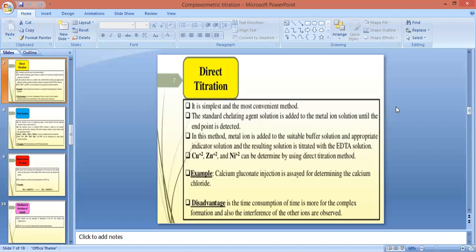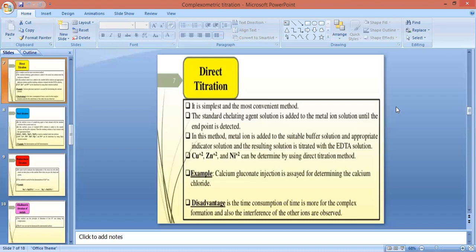At that moment, we will stop the addition of standard complexing agent from the burette to the contents in the conical flask, and from the volume of complexing agent consumed by the metal, we can determine the concentration of the metal ion. What is the disadvantage of this direct method? Time consumption is more as compared to other methods of complexometric titration, and also interference of other metal ions can be observed. So this is the disadvantage of the direct method.